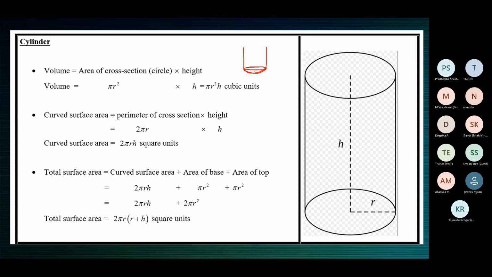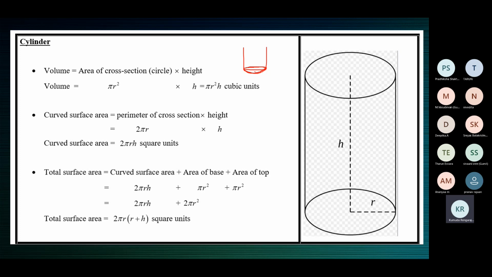Supposing you have a right cylindrical tumbler made of glass. When the word tumbler or glass is used, that means it's open at the top. So it need not be mentioned that it's a cylindrical tumbler open at the top, because tumbler means it's open at the top.